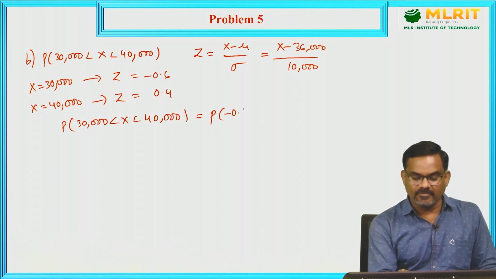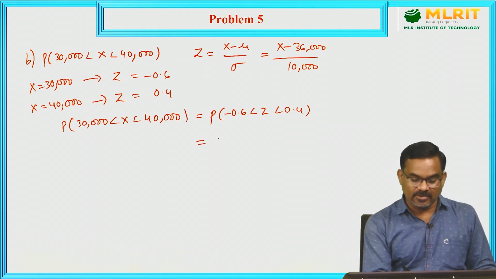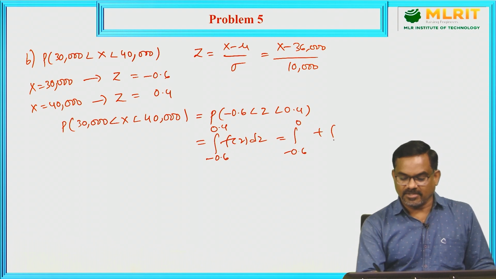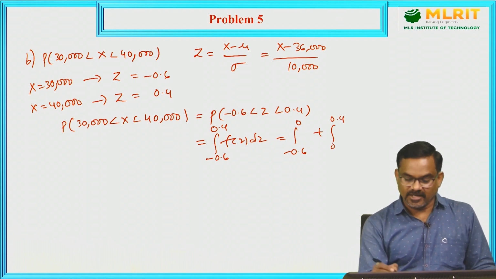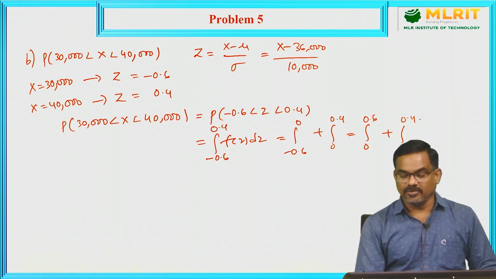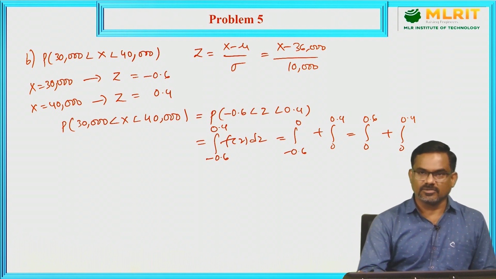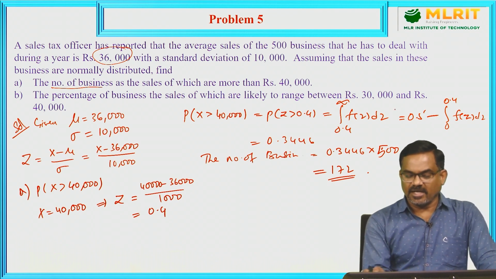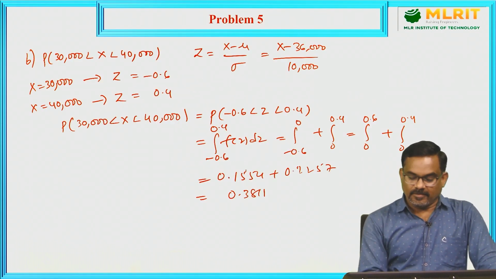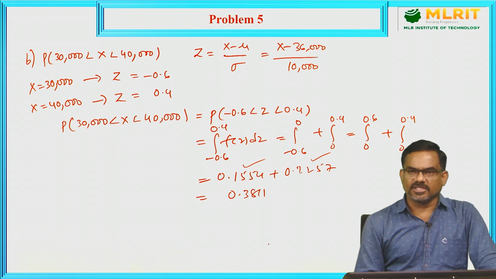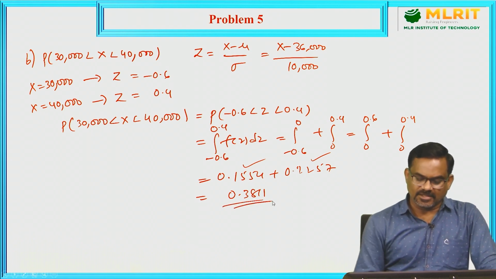So to find the probability that x lies between 30,000 and 40,000, we need to calculate the probability that z lies between minus 0.6 and 0.4. That means the area from minus 0.6 to 0.4, which is minus 0.6 to 0 plus 0 to 0.4, and this negative portion is equal to the corresponding positive portion. So using the table, we calculate the area from 0 to 0.6 and 0 to 0.4, and this answer is 0.3811.